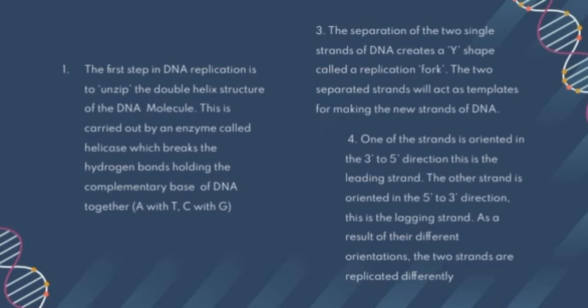The two separated strands will act as a template for making new strands of DNA. One of the strands is orientated in the 3 to 5 direction. This is the leading strand. The other strand is orientated in the 5 to 3 direction. This is the lagging strand. As a result of their different orientation, the two strands are replicated differently.